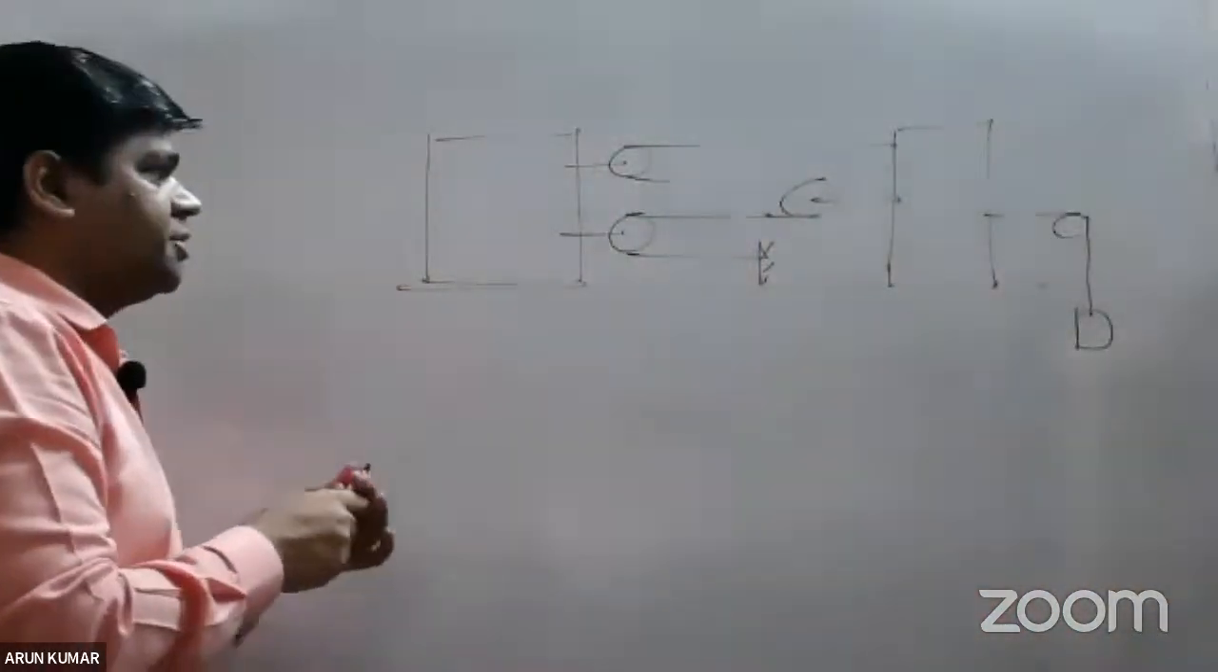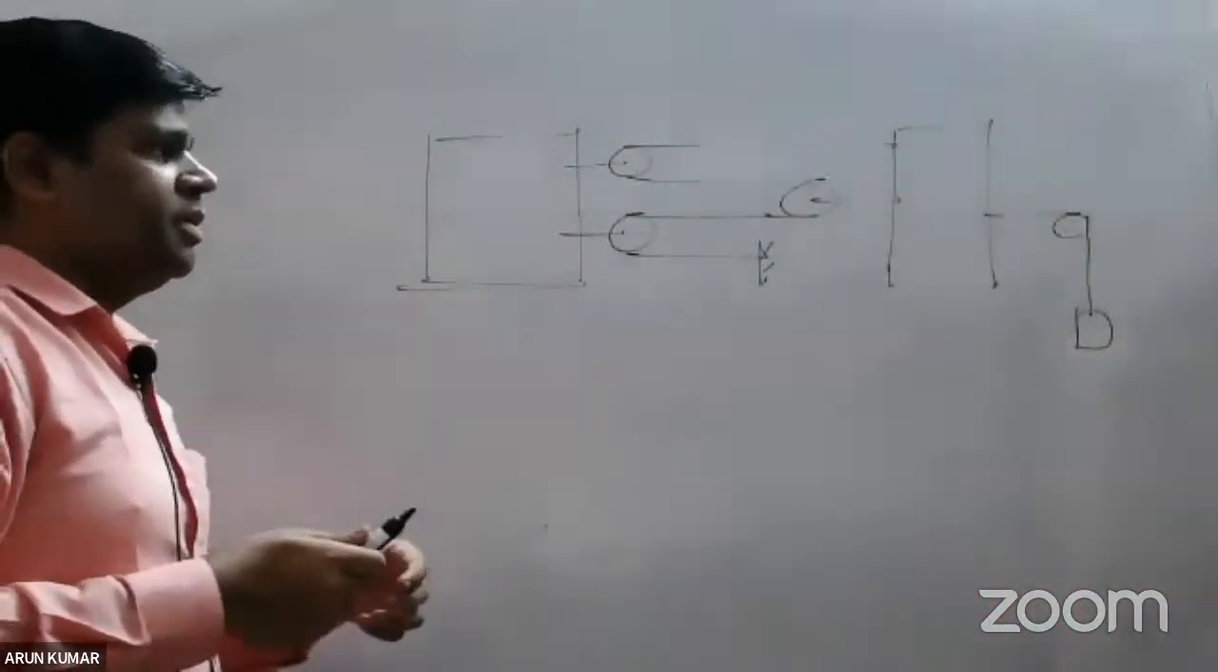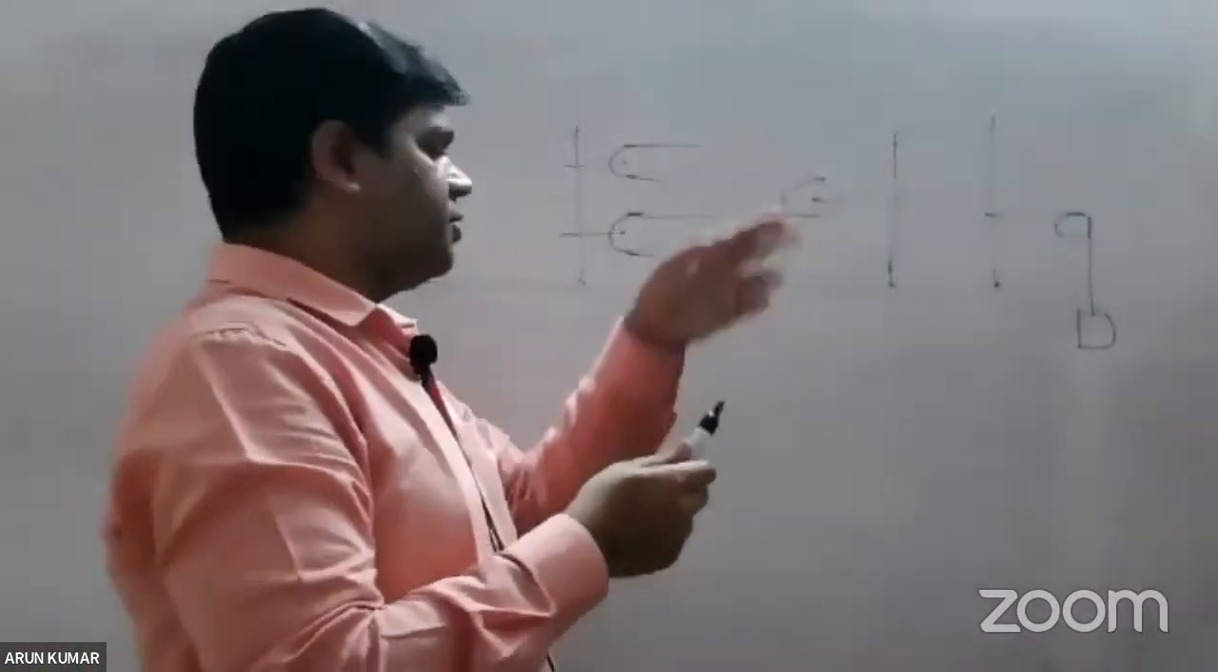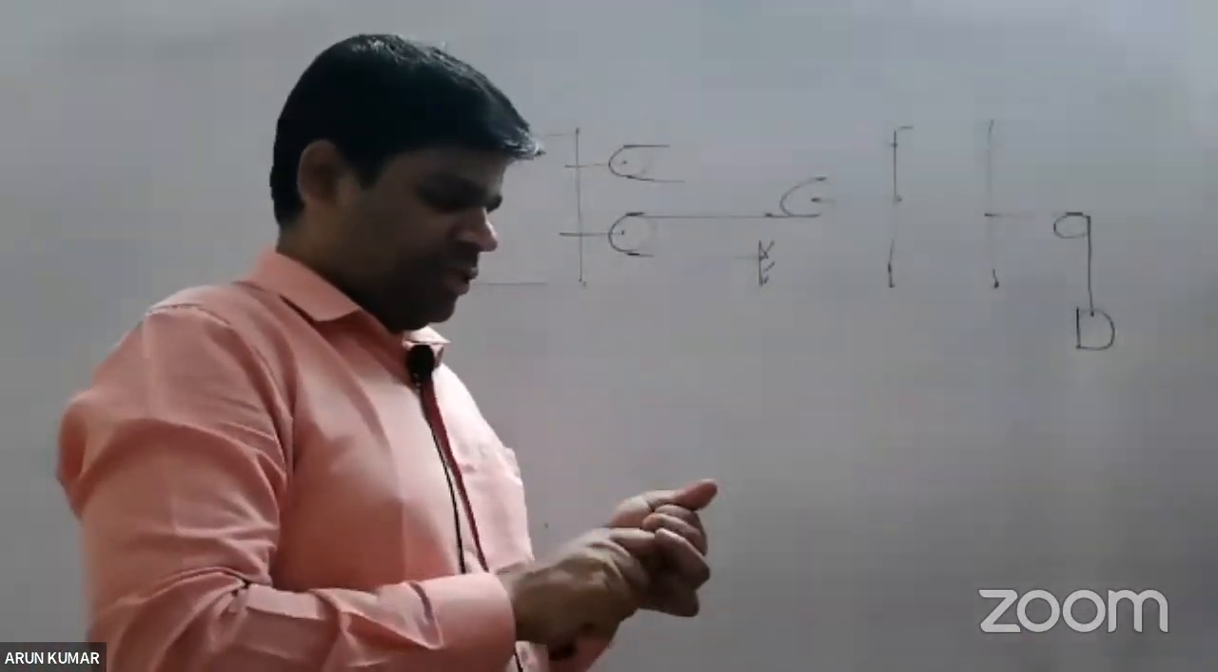Yeah, I'll just draw it darker, but there are three blocks, A, B, and C. Given the velocity of C is V naught, I have to find the velocity of A and B. All right. I'll just draw it darker.